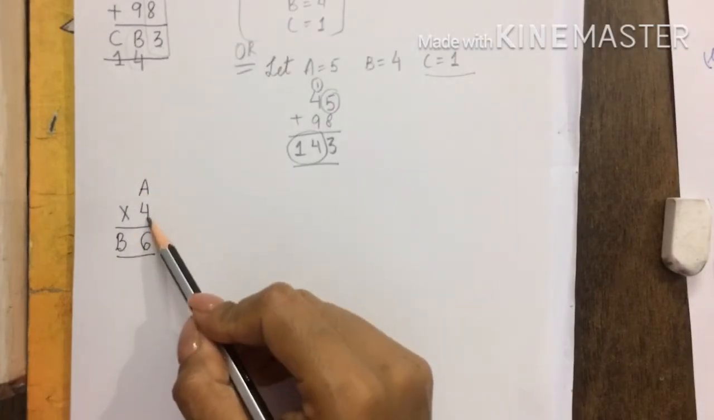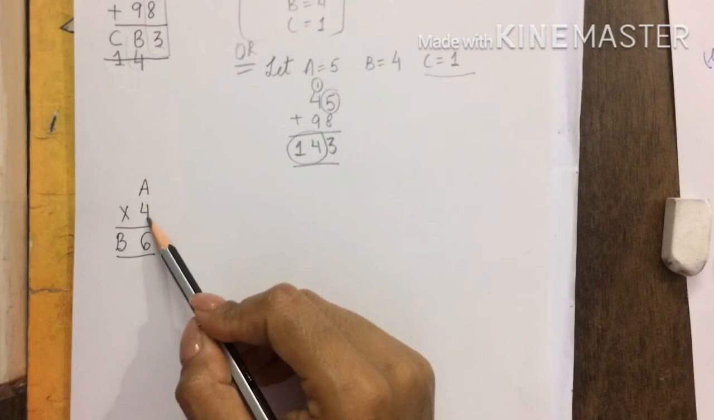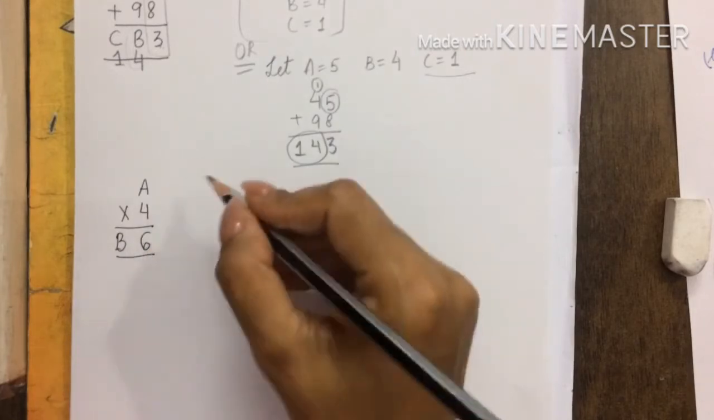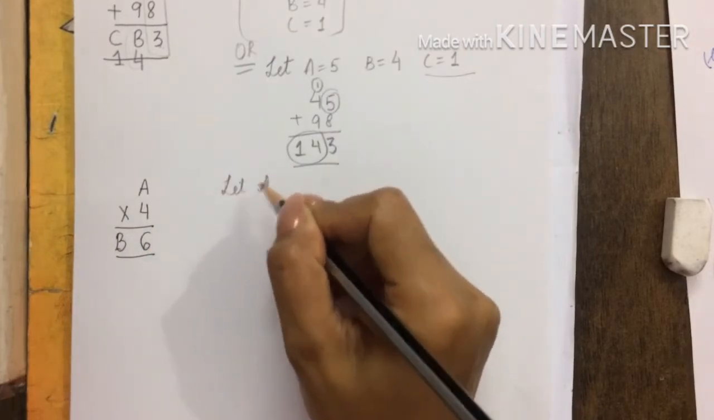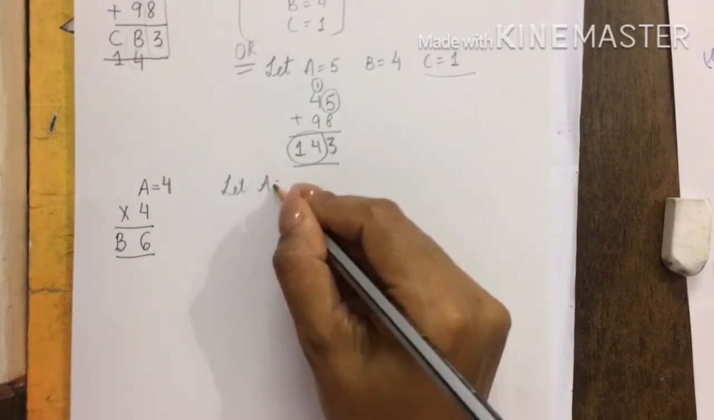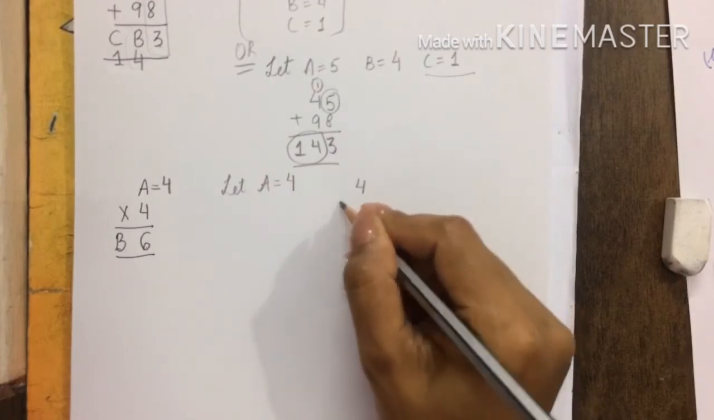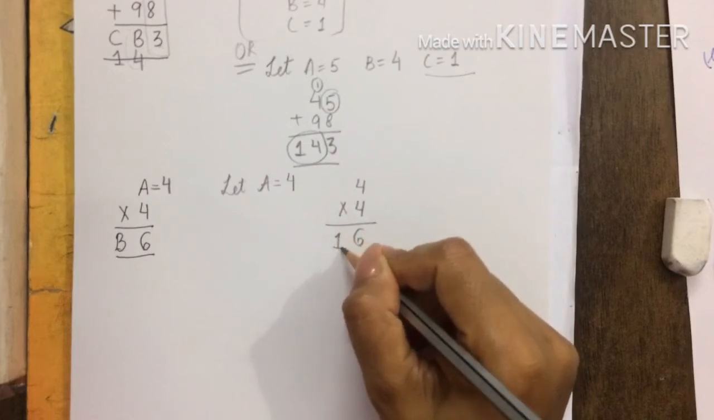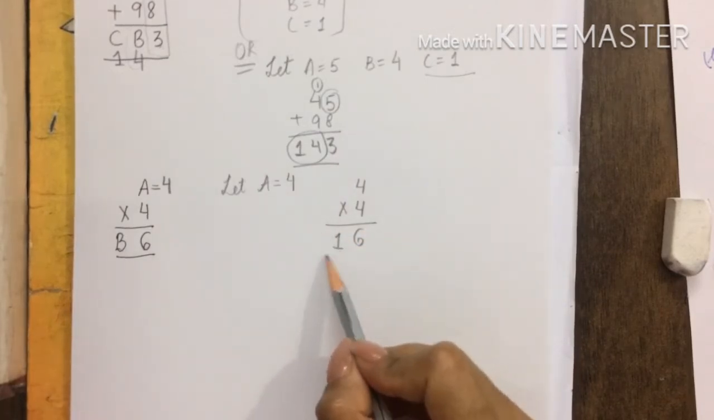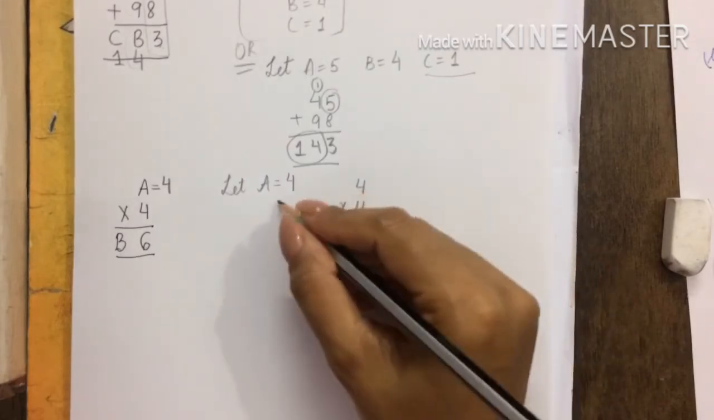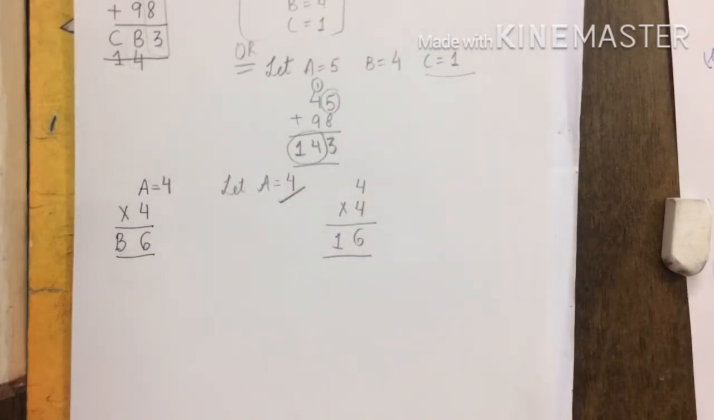So you could think of the multiples of 4. Which multiple of 4 will give you 6 at the ones place? I think you could try 4. A equals 4. So my problem would look like this: 4 multiplied by 4. Over here it will be 16, and at the place of B I'll obtain 1. 4 into 4 is 16. So the possible value of A is 4.